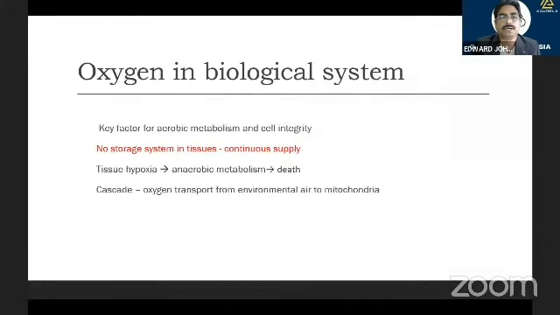So, oxygen in the biological system is the key factor for aerobic metabolism. Unlike glucose and glycogen, there is no storage of oxygen. It has to be continuously supplied. If there is any interruption of the supply of oxygen, the tissue will go for anaerobic metabolism and subsequently die. So the cascade means the oxygen transport from the environment to the mitochondria.